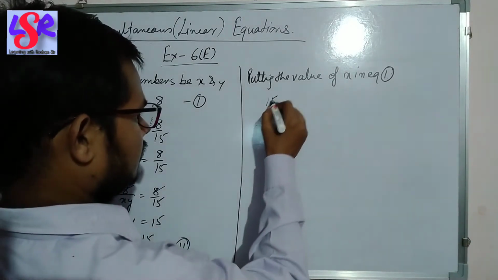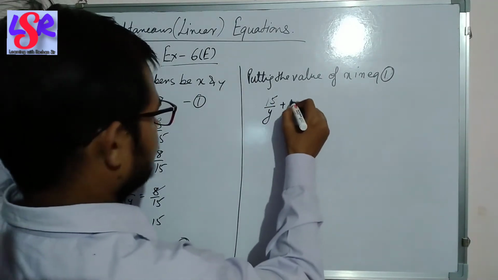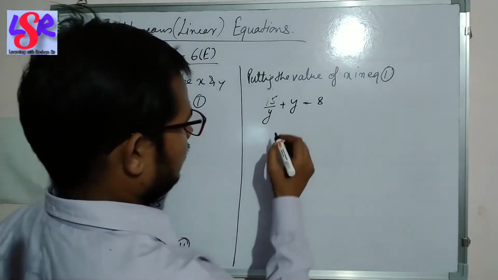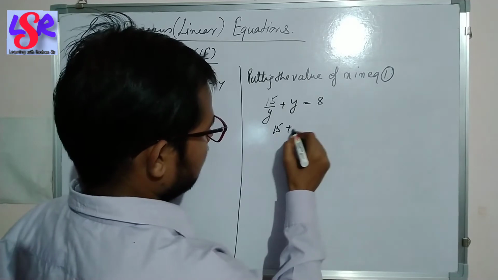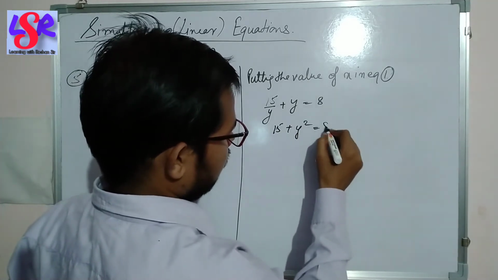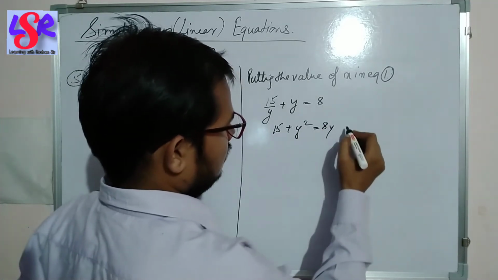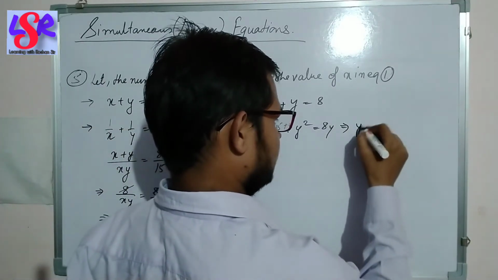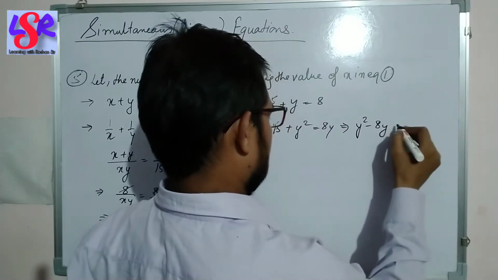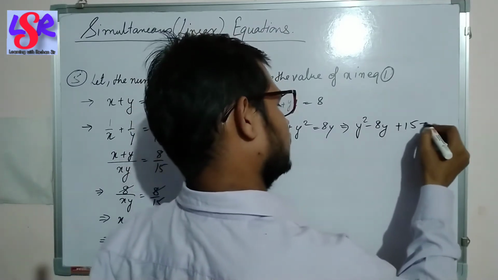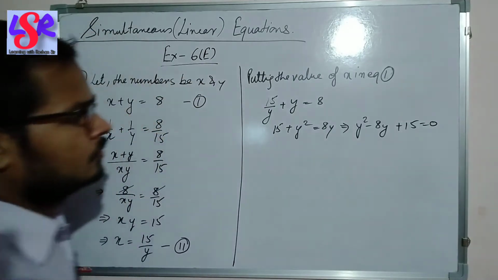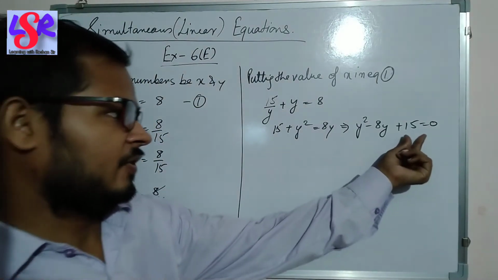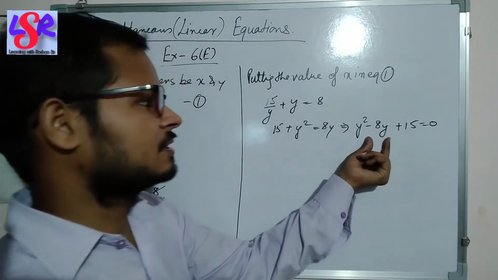So putting the value of x in equation number 1, we get 15 upon y plus y equals to 8. Now multiply the whole equation by y, we get 15 plus y square equals to 8y. And on rearranging it on one side, this will become y square minus 8y plus 15 equals to 0. Now we have to factorize this, and on factorization we get 5 and 3. 5 into 3 is 15 and 5 plus 3 is 8.